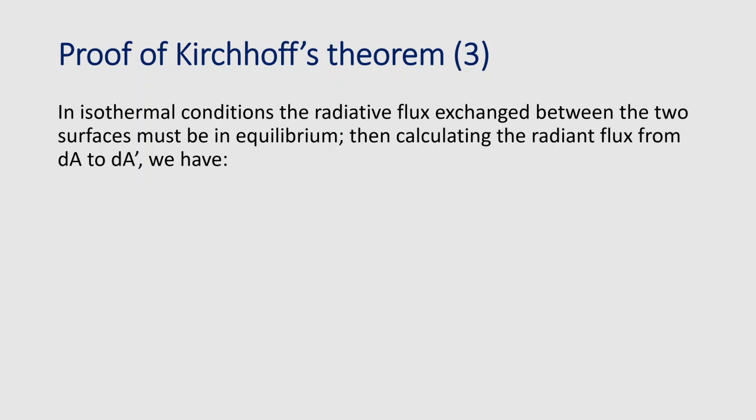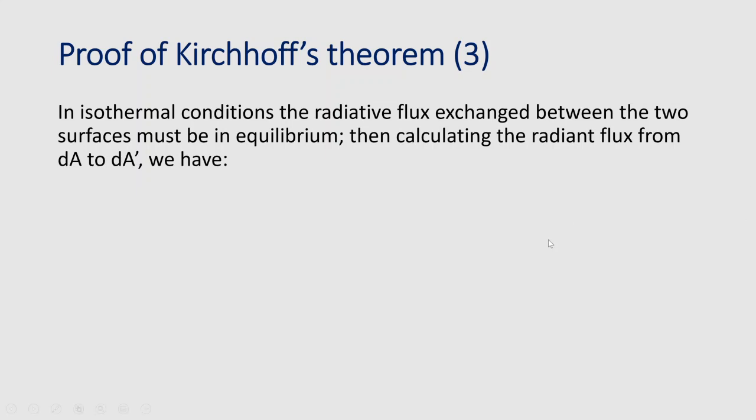If we have an isothermal condition, that means again that the temperature is constant, what is emitted by dA to dA1 and what is emitted by dA1 to dA should be equal. We need to equalize the radiative flux exchanged between these two surfaces because we are in an isothermal condition.